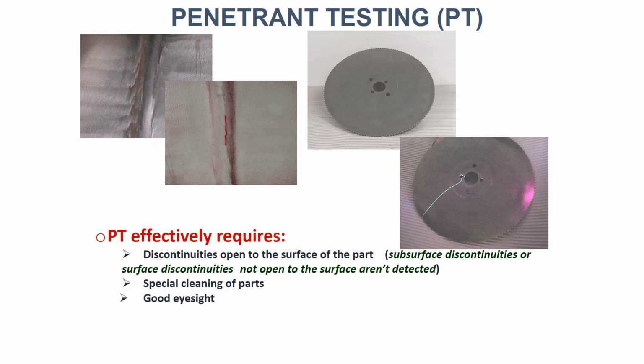Now, these three lines are very important. PT effectively requires discontinuities that are open to the surface of the part. It means the defects which are open to the surface, or you can say surface cracks, can only be detected through this method. Subsurface discontinuities, or discontinuities not open to the surface, can't be detected by penetrant testing effectively.